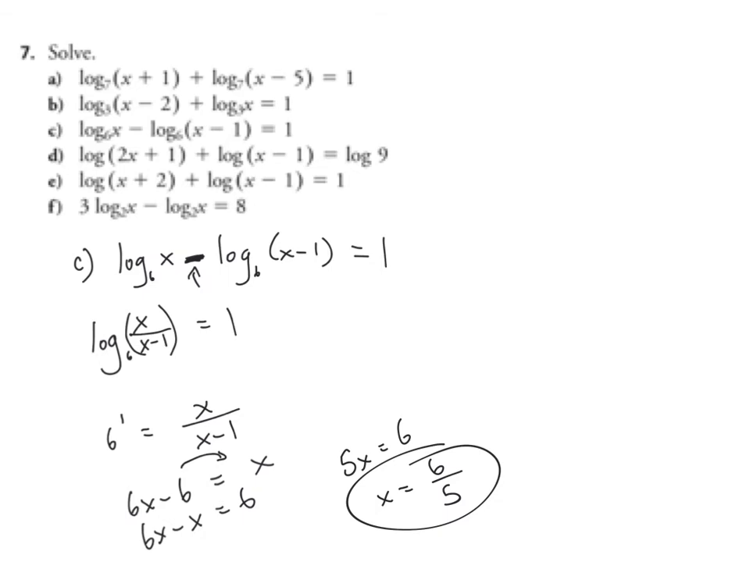Where are we? This is part C. So, yep, 6 over 5 is okay in that argument. 6 over 5 minus 1 is still 1 over 5. So that's still okay for that argument. So we are good to go there.